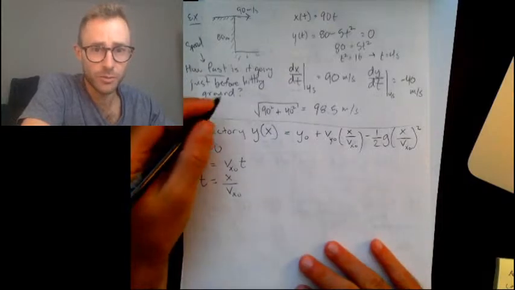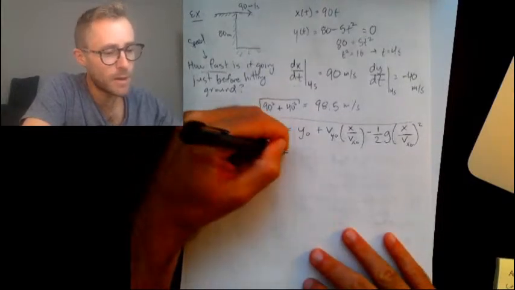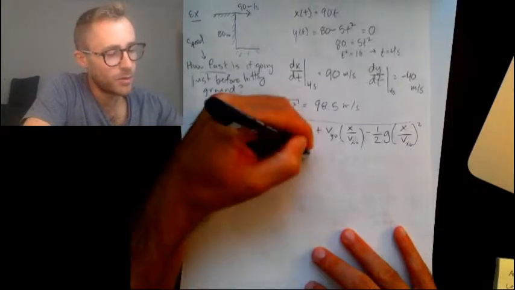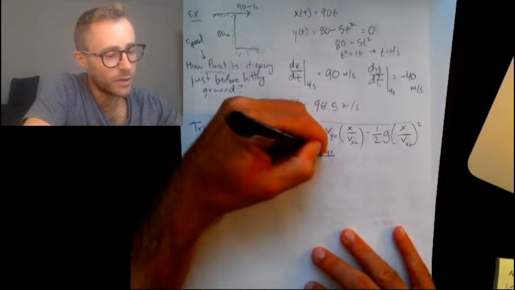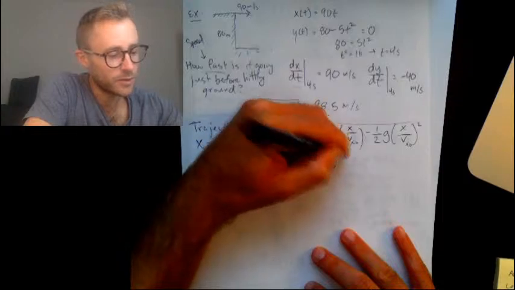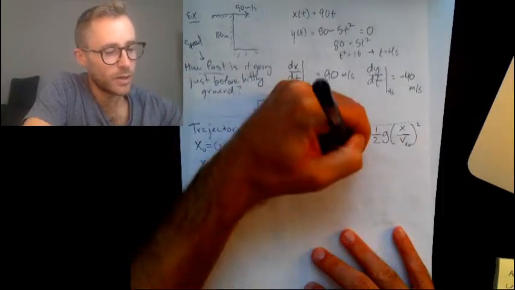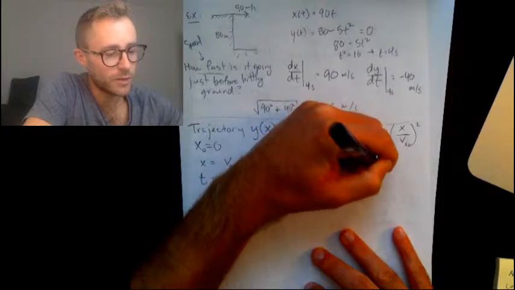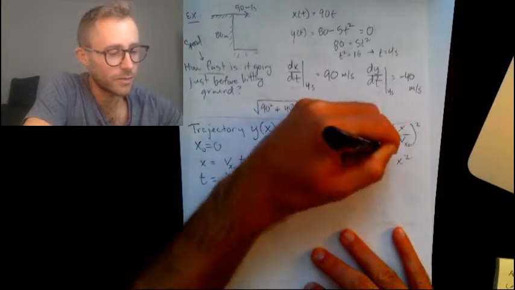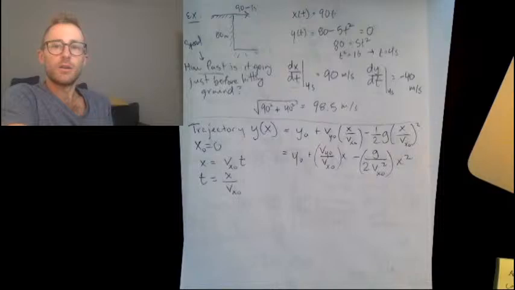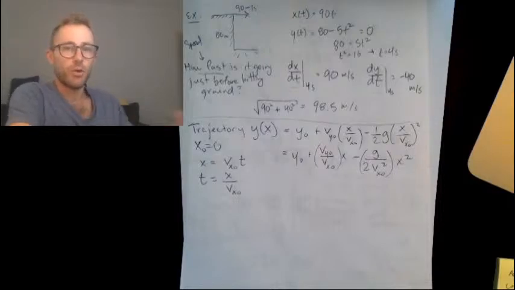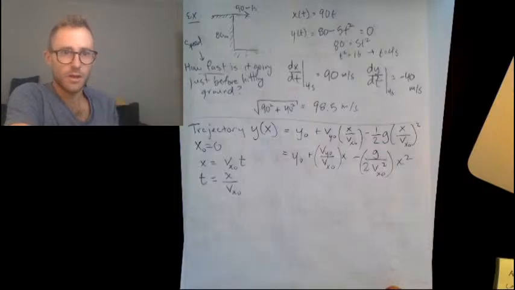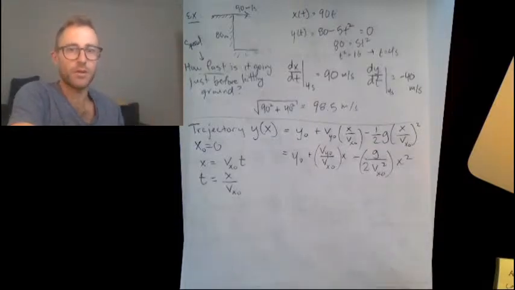Now all we have to do is simplify it. So we have y naught plus vy naught over vx naught times x minus g over 2 vx naught squared times x squared. So this is a parabola. Y is a function of x. It's a concave down parabola, and that would be the shape of the path of the projectile.